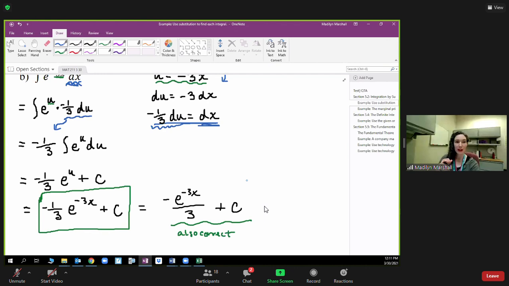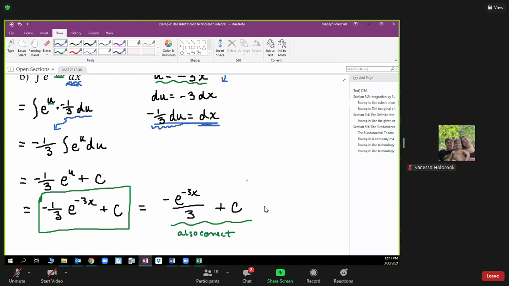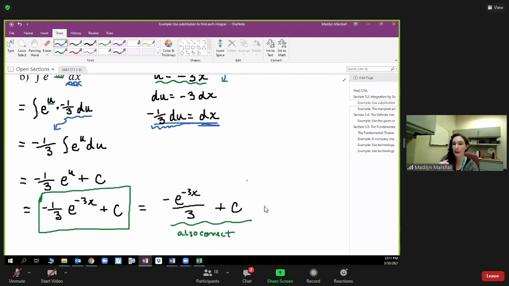So we've done some with the power rule. We have seen an e, which we'll see another one in a little bit. So let's also do one with that natural log rule.